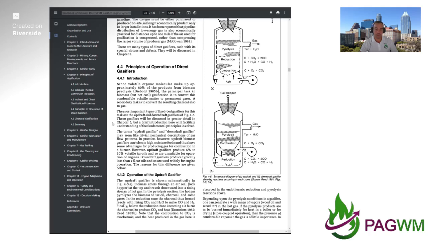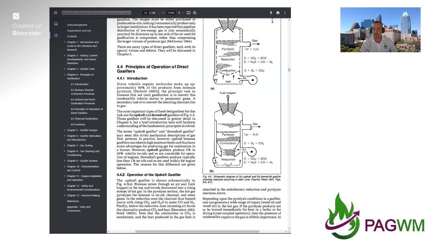So, operation of the updraft gasifier. The updraft gasifier is shown schematically in Figure 4.5a up here. Biomass enters through an air seal at the top and travels downward into a rising stream of hot gas. In the pyrolysis section, the hot gas pyrolyzes the biomass to tar oil, charcoal, and some gases. In the reduction zone, the charcoal thus formed reacts with rising CO2 and H2O to make carbon monoxide and hydrogen. Finally, below the reduction zone, incoming air burns the charcoal to produce carbon dioxide and heat. Note that the combustion to carbon dioxide is exothermic, and the heat produced in the gas here is absorbed in the endothermic reduction and pyrolysis reactions above.